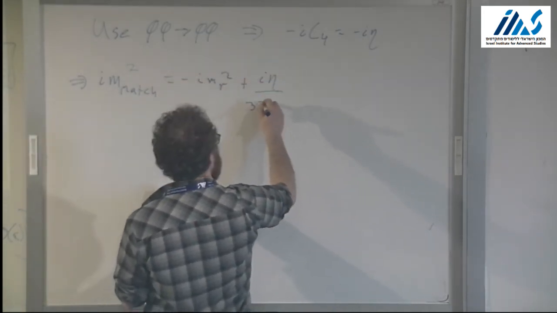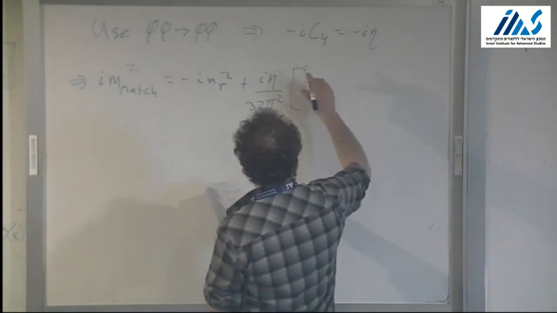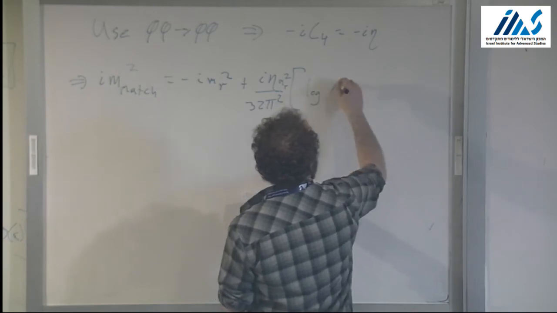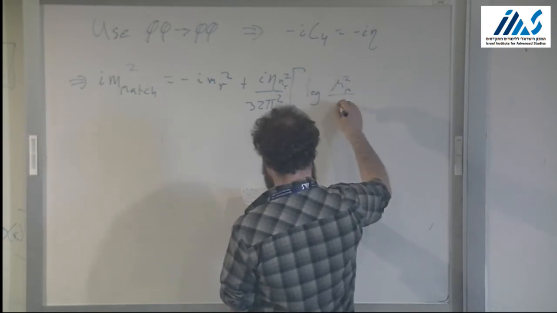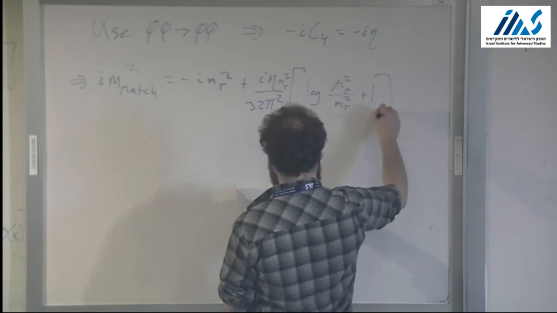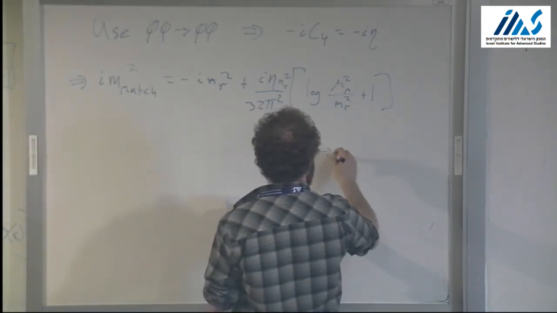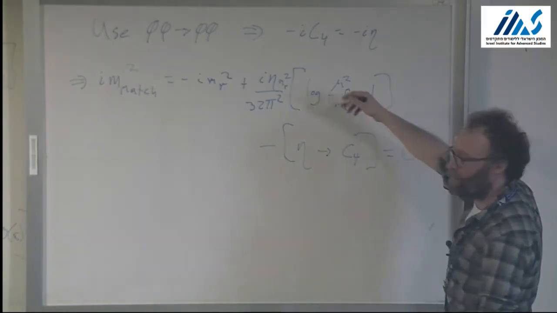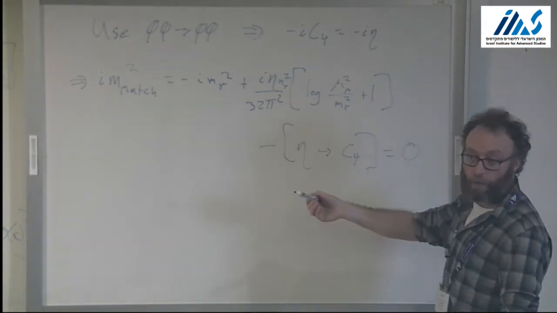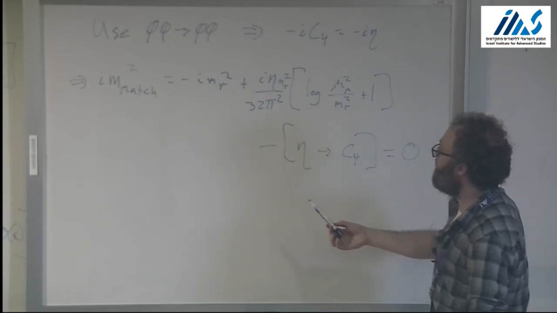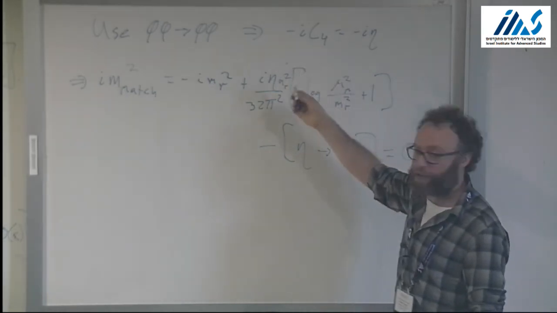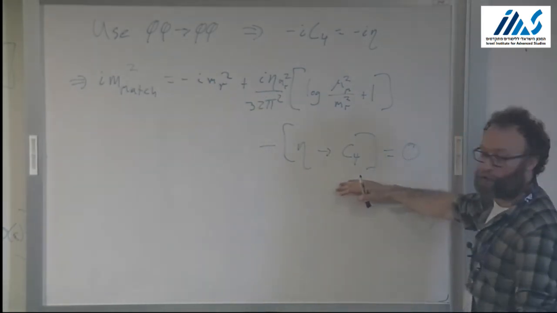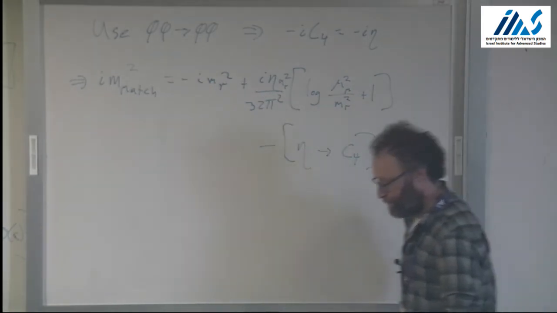I'm being really pedantic here. M r squared log mu m squared over little m squared plus 1, minus eta going to C4, which equals 0, of course, right? Because the masses had to be equal based on this requirement that the IR of the two theories is the same. Eta equals C4 is a matching condition from requiring I get the same answer for phi phi going to phi phi. And sure enough, I get 0, okay?